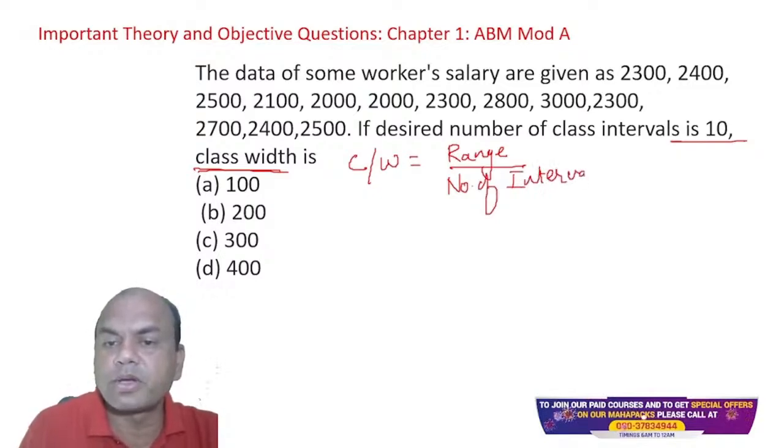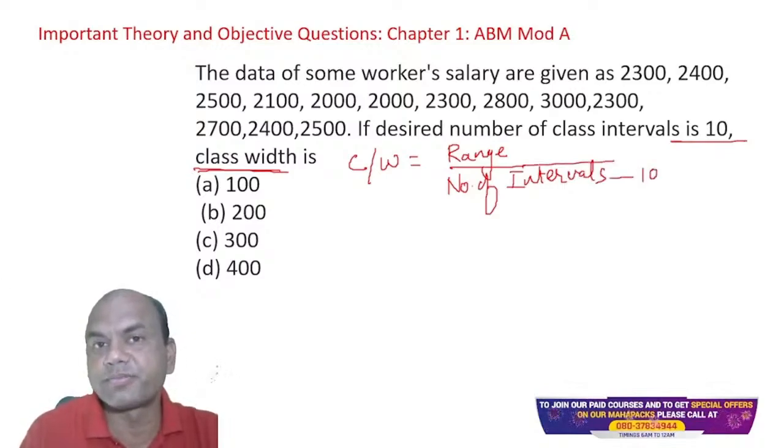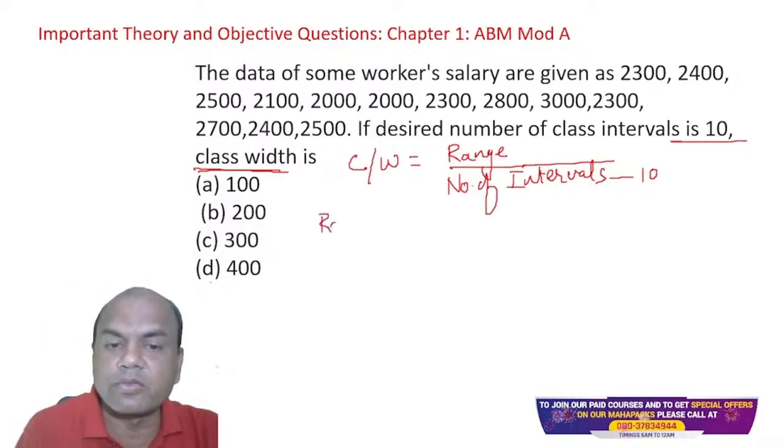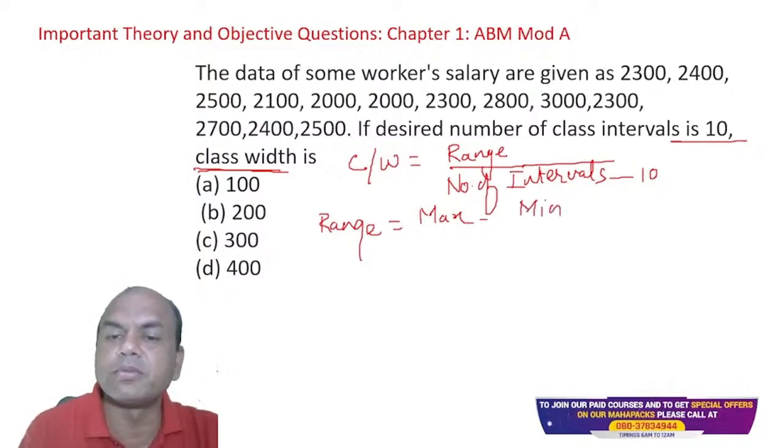Range upon number of intervals. Okay, so number of intervals is what? This you know already, 10. But what is the range? How to find out the range? Range equals, always remember, maximum number minus minimum number. Maximum minus minimum.